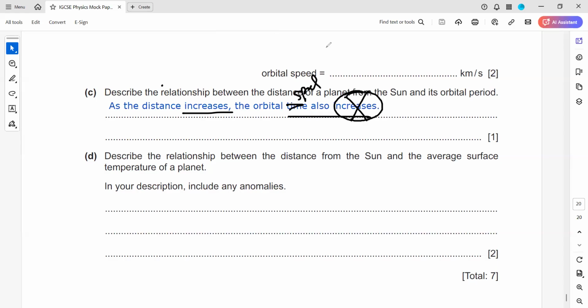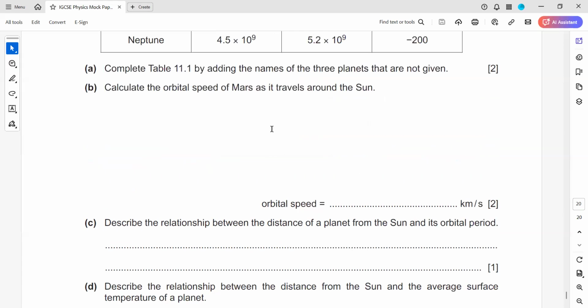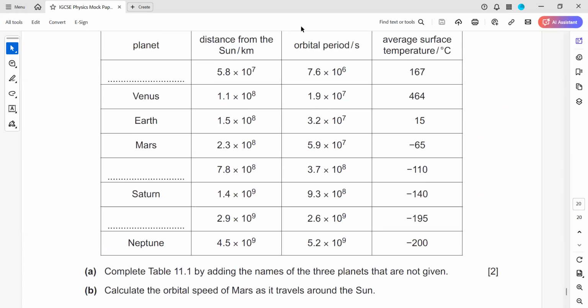But what about the time? As you can see, this is correct. As we move away, because they will travel slower, the time it takes will be much longer. Like you can see, this is much longer than this one.